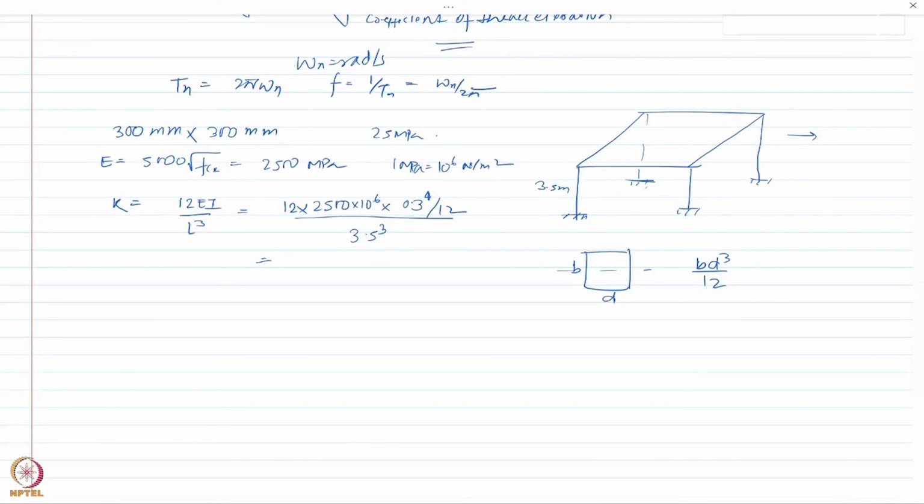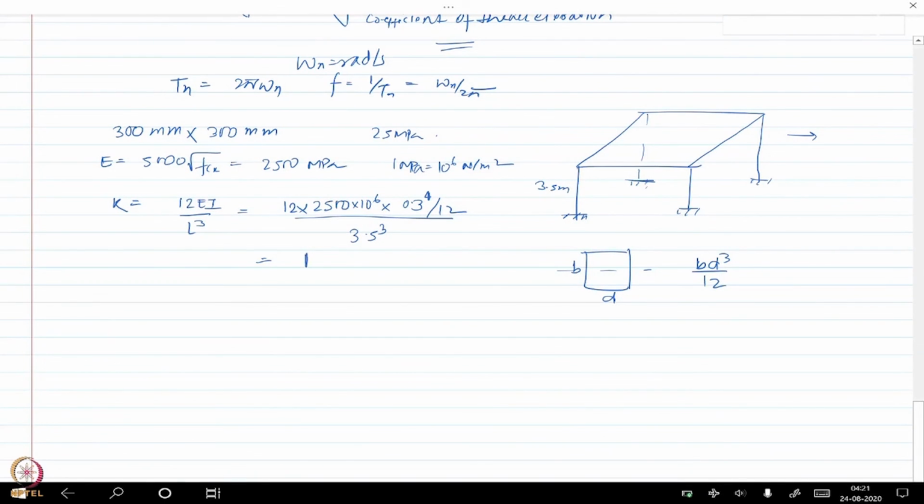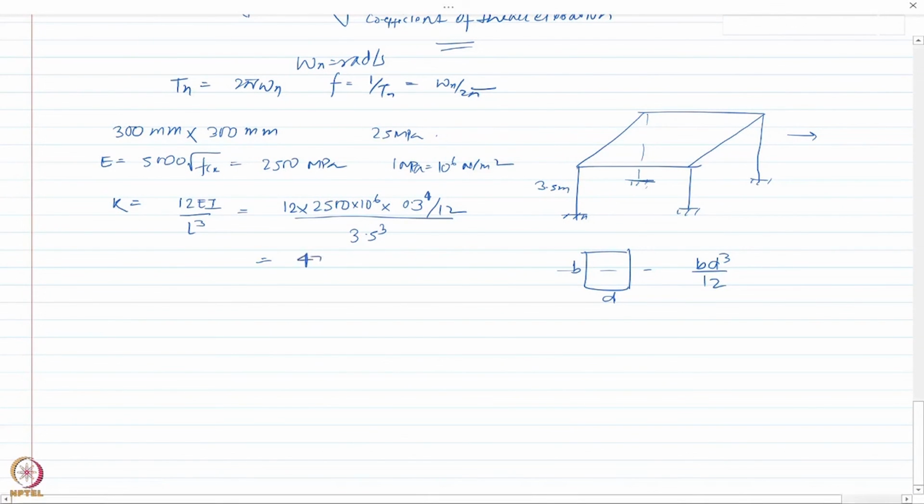Okay, let us see what do we get when we calculate that. I get it as 47230, and that would be, let us say, Newton per meter.